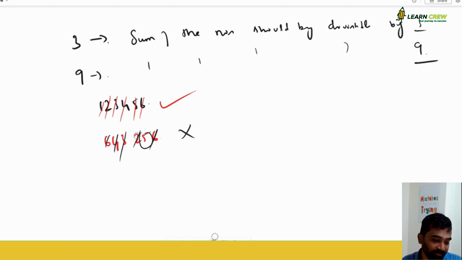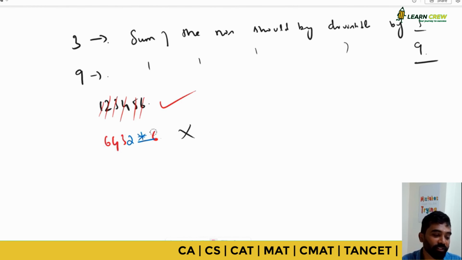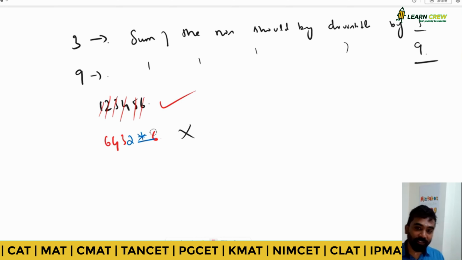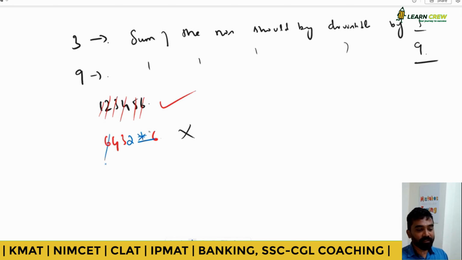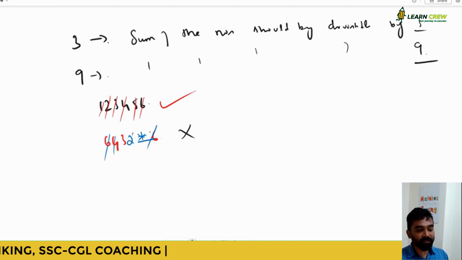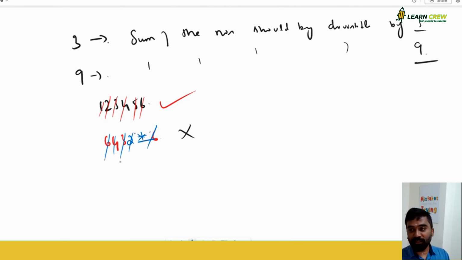In place of 5, I'm putting a star. How can this number be a multiple of 3? What is the smallest possible value of this part? 3. Okay, let us check it out. This gets cancelled. This gets cancelled. This is getting cancelled. In place of the star, the smallest possible value you can put is 0 or 3. If in the options they are giving 0, select 0. If in the options they're giving 3, that is the smallest possible.